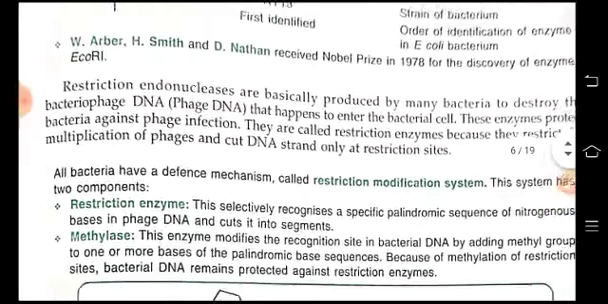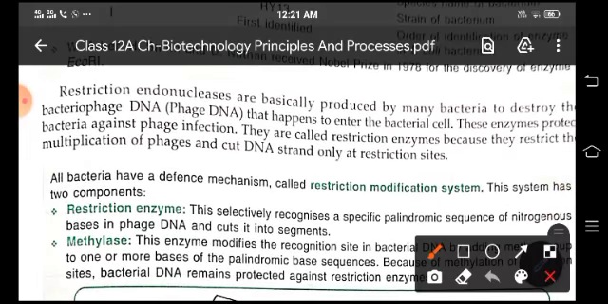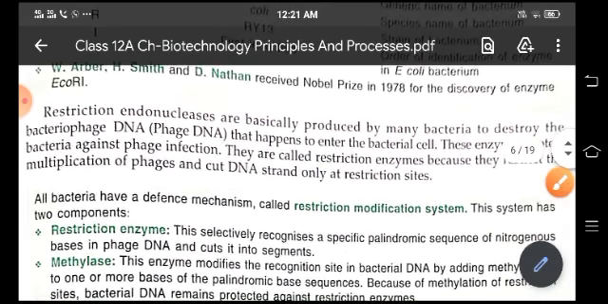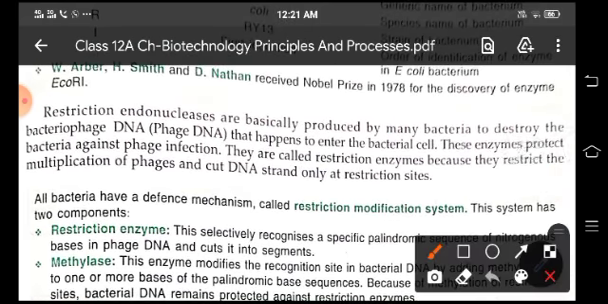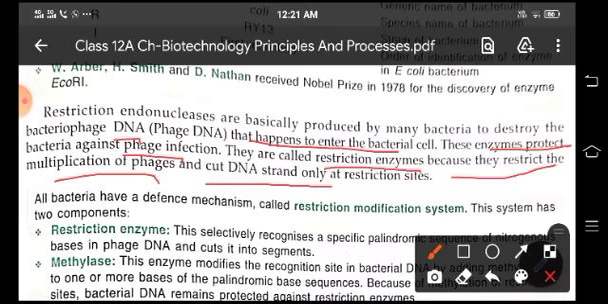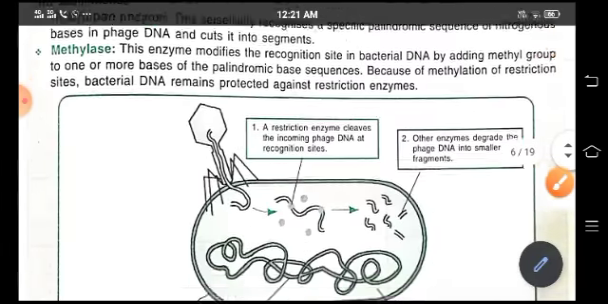Now restriction endonucleases are basically produced by many bacteria to destroy the bacteriophage DNA that happens to enter the bacterial cell. These enzymes protect bacteria against phage infection. They are called restriction enzymes because they restrict the multiplication of phages and cut DNA strands only at restriction sites.